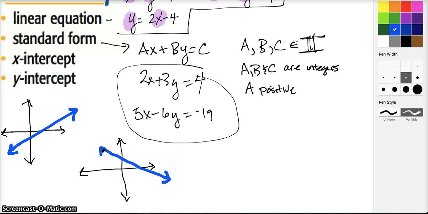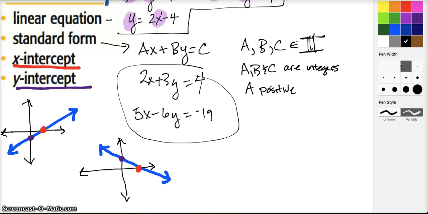And these two lines have what we call an x-intercept, which is where the graph crosses the x-axis, and a y-intercept, which is where the graph crosses the y-axis. So the x-intercept is exactly what you think. It's the point where the graph crosses the x-axis. And here's how this is usually going to look for us.